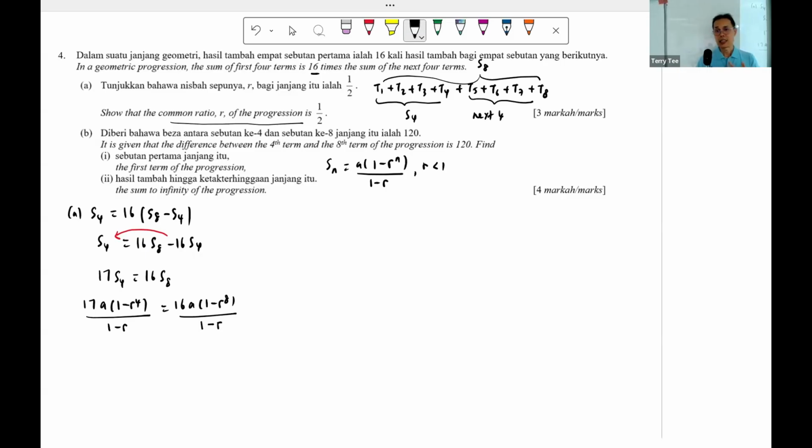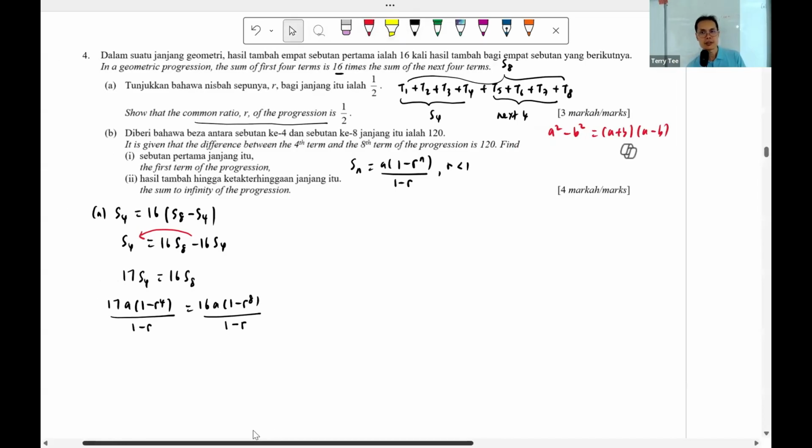Now, here's the thing. We can actually simplify this. I need to quickly explain the idea of a squared minus b squared. You know this, right? A squared minus b squared, when you factorize, what do you get? A plus b, a minus b.